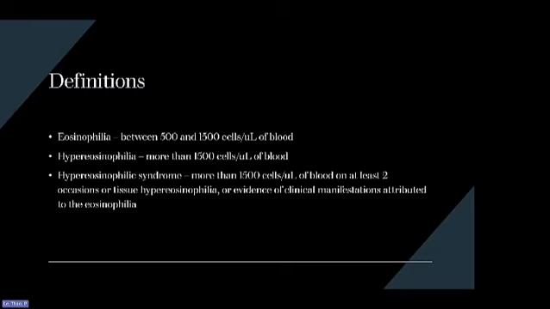So when we go through these definitions, eosinophilia is between 500 and 1500. Hypereosinophilia is more than 1500. And when you think about hypereosinophilic syndrome, you're looking at a persistent elevation of 1500 cells on at least 2 occasions, or if there's tissue hypereosinophilia or evidence of clinical manifestations that are attributed to the eosinophilia. So essentially, is there end organ damage as a result of the hypereosinophilia that's present?